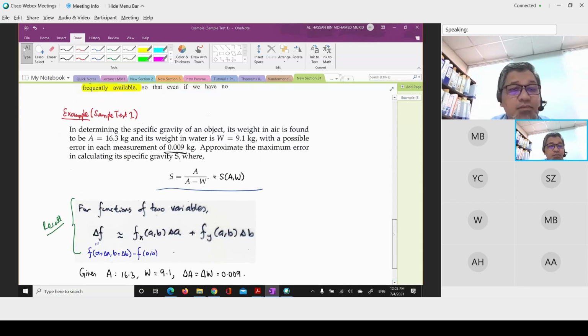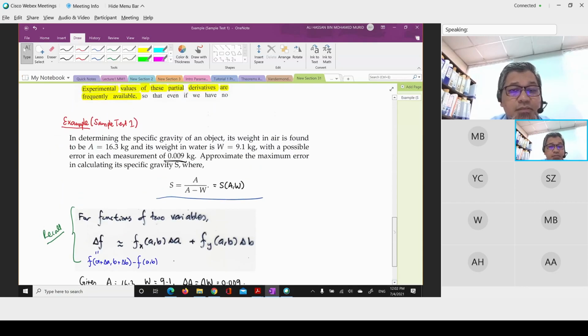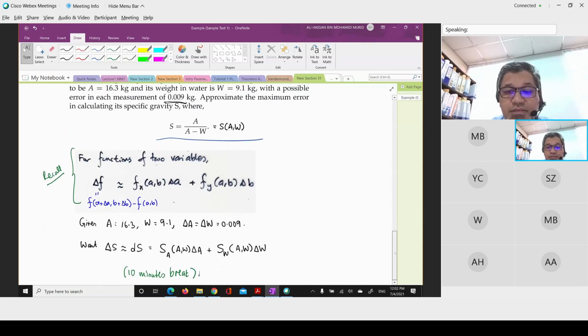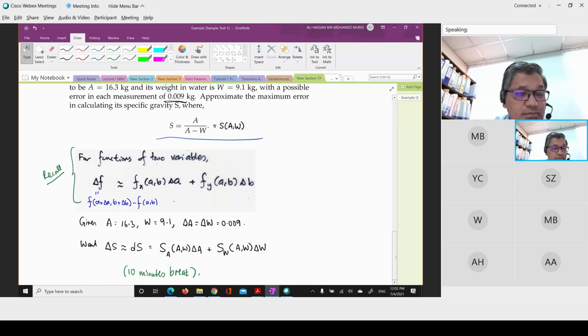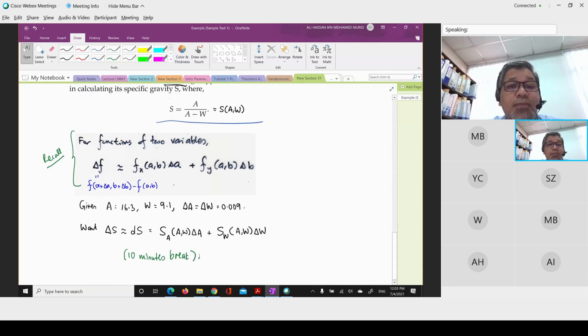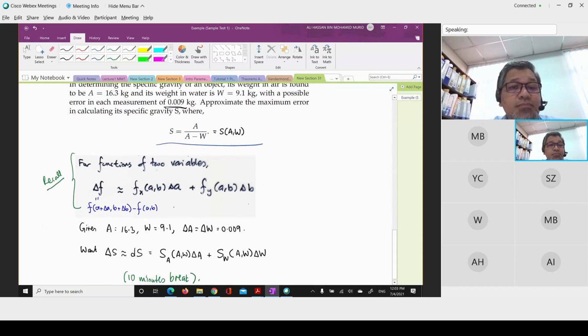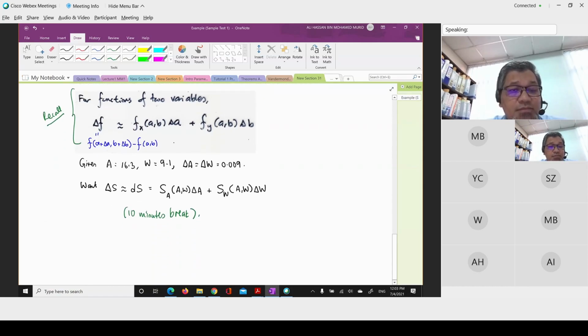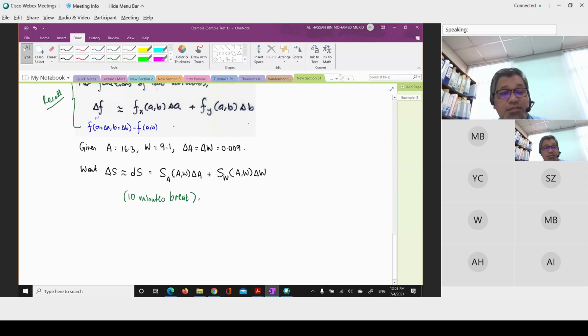Maybe some of you have already solved this problem during the 10 minutes break. What answer did you get? Has anybody solved this problem during the 10 minutes break? Would you like to share your answer? Okay. Let's solve this. Let's continue.